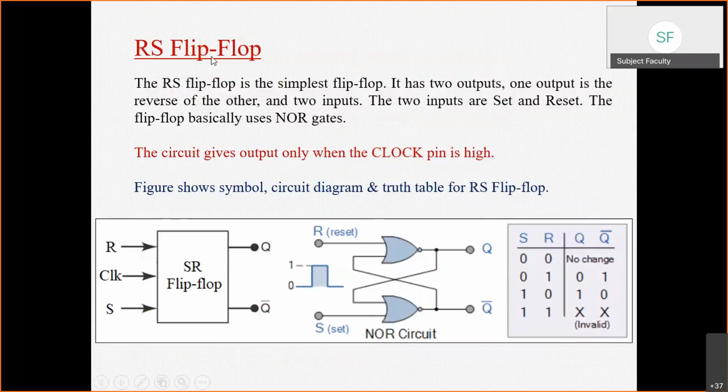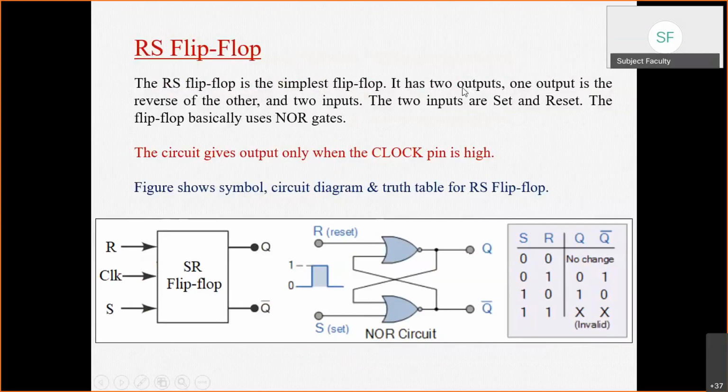In many books the RS flip-flop is also mentioned as the SR flip-flop. So these are one and the same. Whether you call it SR or RS, one and the same. Okay. So the RS flip-flop is the simplest flip-flop.